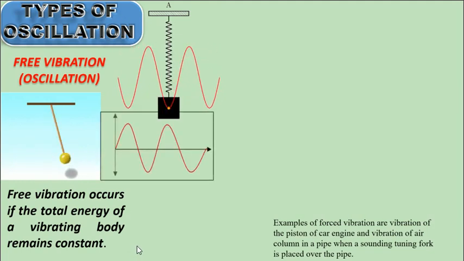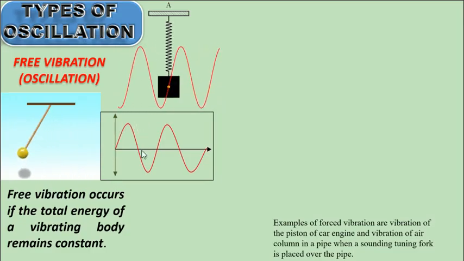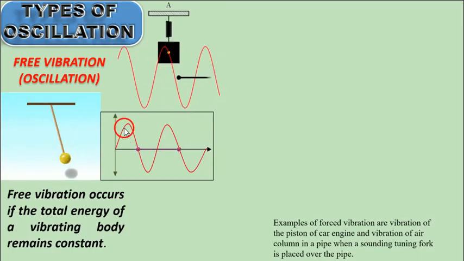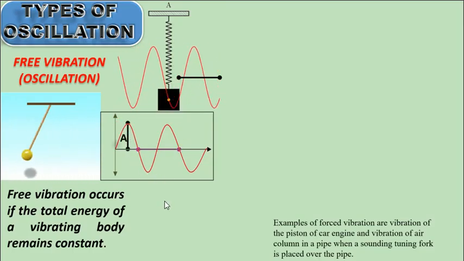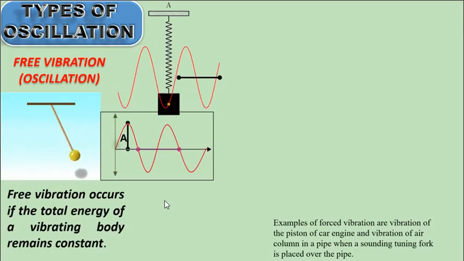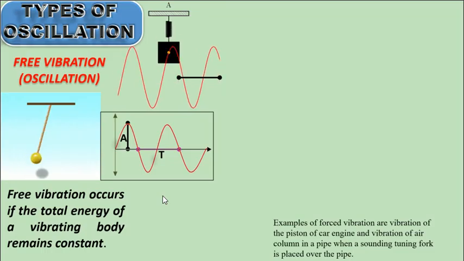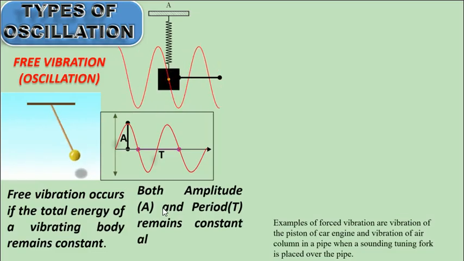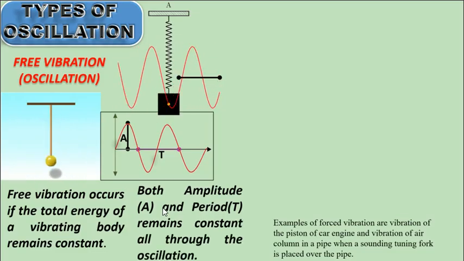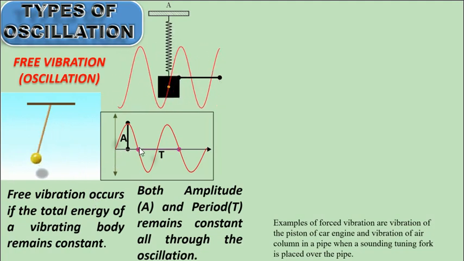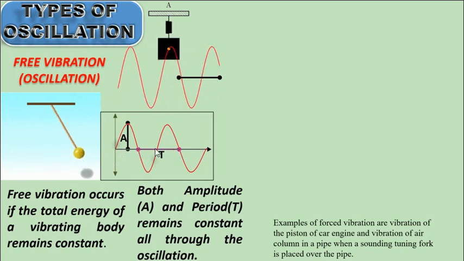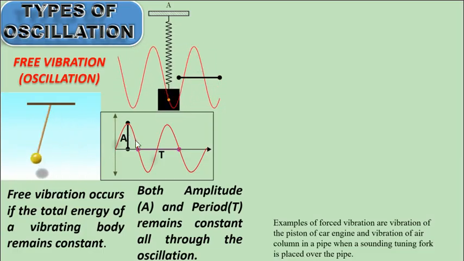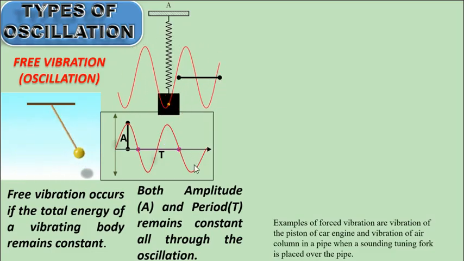So in that case, we see the first condition: the amplitude will remain fairly constant, while the period of oscillation also remains fairly constant. That is what we see when an object is undergoing free vibration. Both amplitude and period of oscillation remain constant throughout the oscillation. The period, the distance from this end to this end, will remain constant all through the vibration. The amplitude will remain constant all through the vibration.